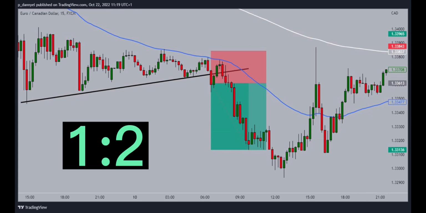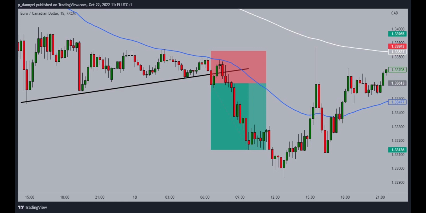Look to take 1 to 2 on each trade. If you're scalping you can go for 1 to 1 or 1 to 1.5. For swing traders, you can go for 1 to 2 and above.